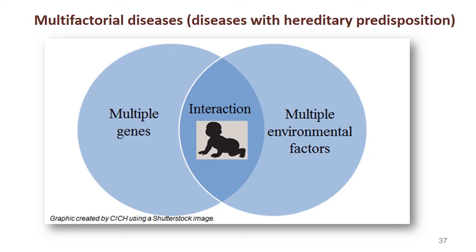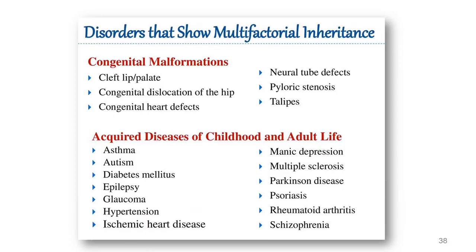Examples of diseases include essential hypertension, atherosclerosis, tumors, rheumatic fever, diabetes mellitus, psoriasis, schizophrenia. Disorders that show multifactorial inheritance. Please see them in the slide.